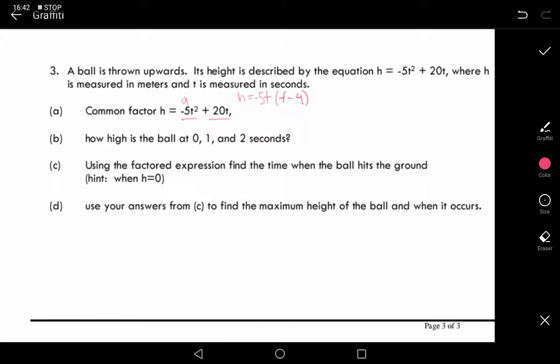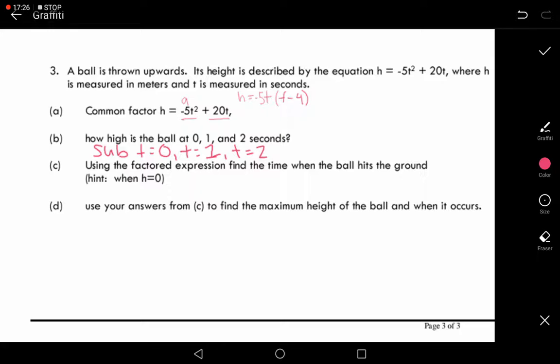Part B says, how high is the ball at 0, 1, and 2 seconds? So in order to solve that one, it's actually asking you to sub in t equals 0, t equals 1, t equals 2, right? It's telling you the time is 0. Okay, 0 seconds have passed. How high is the ball? 1 second has passed. How high is the ball? 2 seconds have passed. How high is the ball? So all you're going to do is replace t with these values. So I will show you one of them, and then I'd like you to try to do the others on your own.